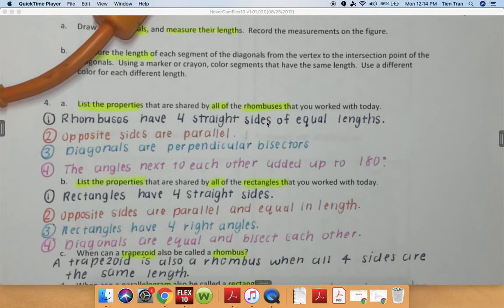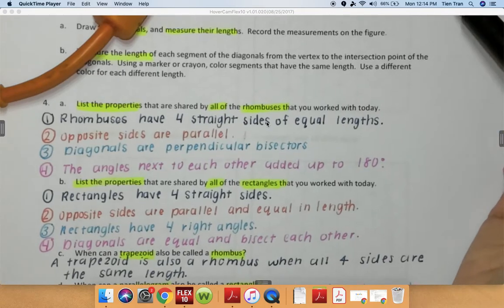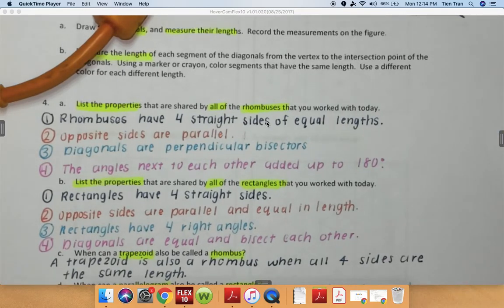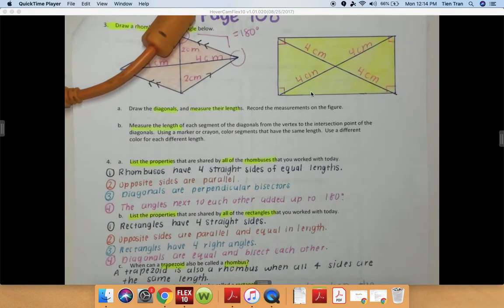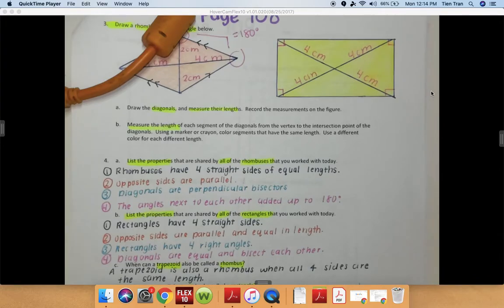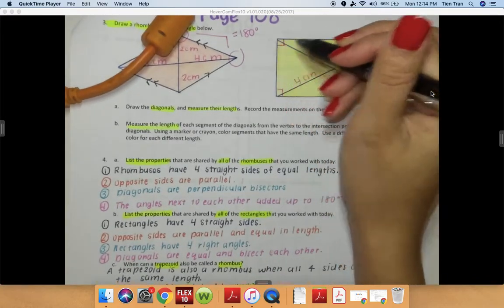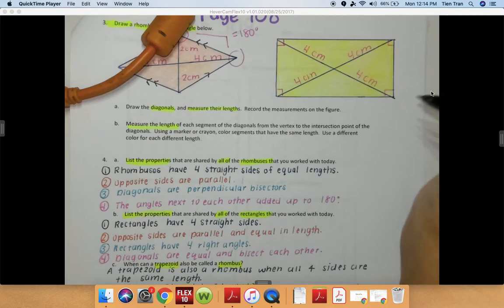Now, next, we have problem B. Problem B says, list the properties that are shared by all of the rectangles that you worked with today. So now we're talking about the rectangle on top, okay? First of all, rectangles have 4 straight sides. I'm going to zoom out because I want you to see the rectangle. Rectangles have 4 straight sides. All of these sides are straight, and they are not slanted or anything alike. They are straight lines, okay?